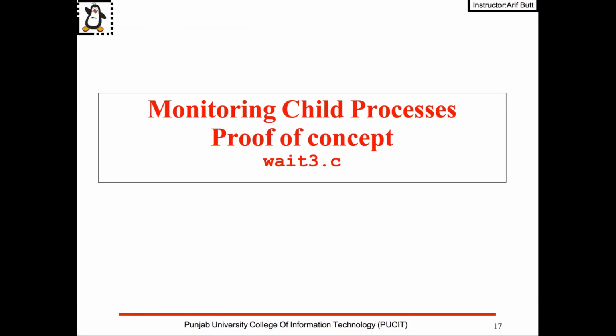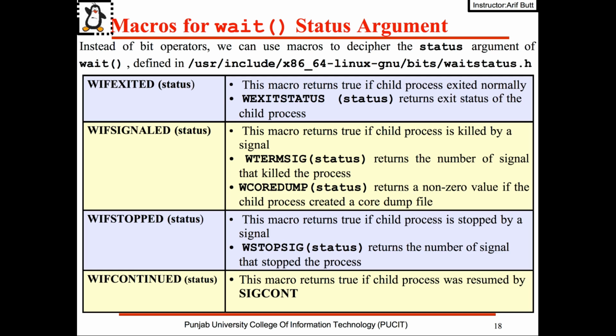Move ahead. Okay. Well, if bit operators are tricky for you, there are certain macros that are available in this header file, /usr/include/x86 bits wait status.h. These are the 4 important macros. With WIFEXITED, we pass this status argument, and if this macro returns true, that means the child exited normally. And then we use WEXITSTATUS to get the exit status.